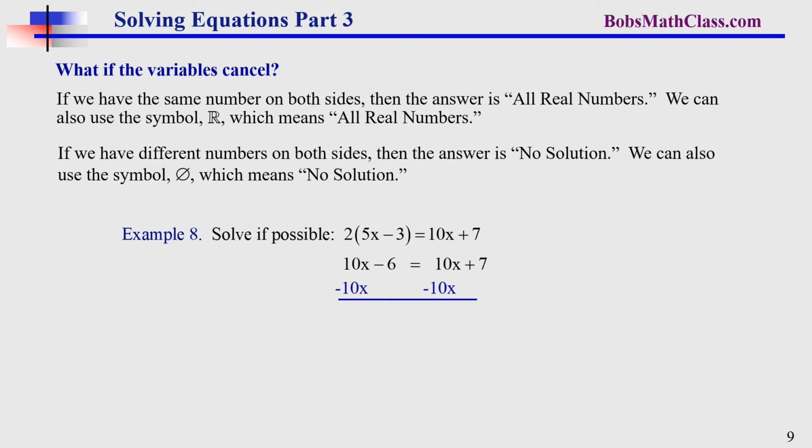Subtract 10x on both sides, and here we go. We have two different numbers on each side. Negative 6 does not equal 7, does it? No. So then, therefore, we will put the answer, no solution. You can either write no solution or just a 0 with a slash through it.